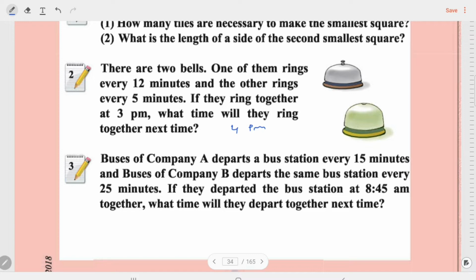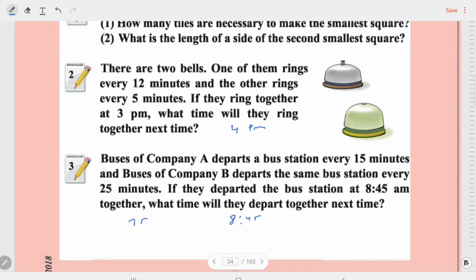Bus of company A departs a bus station every 15 minutes and bus of company B departs the same bus station every 25 minutes. If they departed the bus station at 8:45 am together, what time will they depart together next time? Again, this is an LCM problem. 15, 25. 5 3s are 15, 5 5s are 25, 25 3s are 75. 75 minutes is the LCM. You have to add this number to 8:45. 75 minutes means 1 hour 15 minutes.